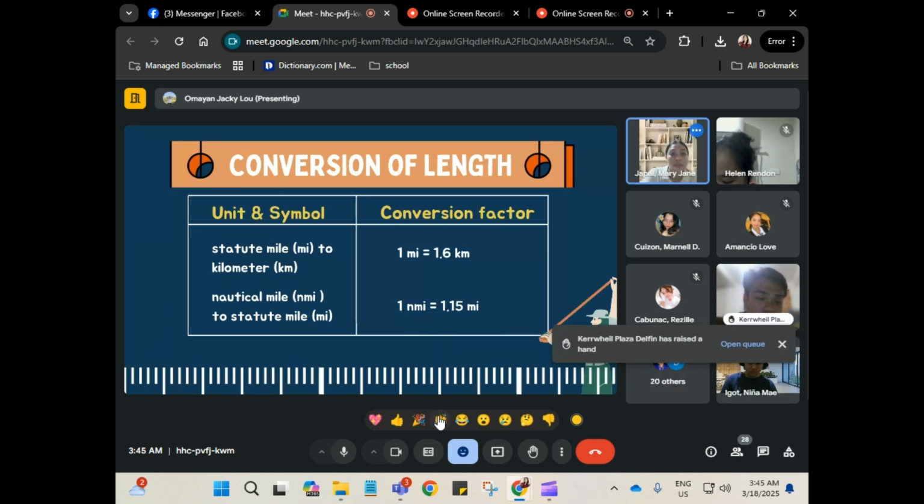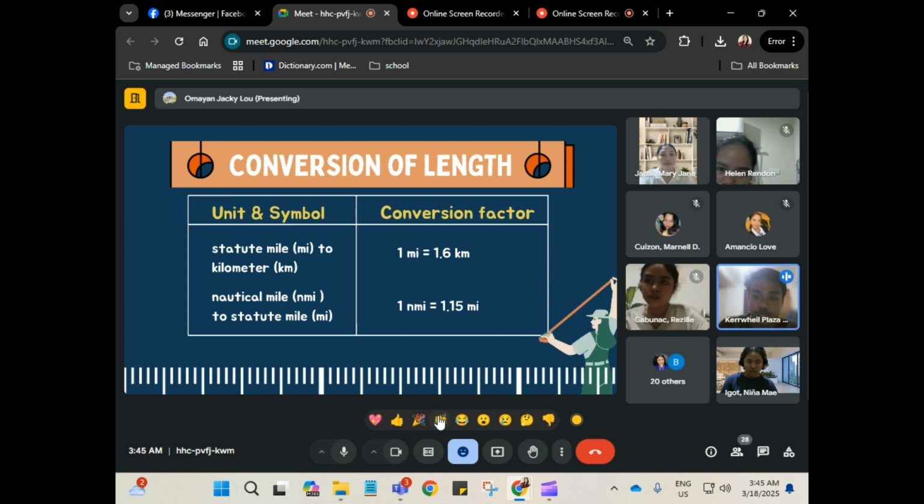Kerwil. My idea, teacher, is that a nautical mile is used for navigation or travel. So boats and airplanes use nautical miles. Meanwhile, statute mile is used for land measurement, teacher. Very good. So let's give a round of applause for Kerwil, everyone. So statute mile, class, is a kind of mile we use for roads, while nautical mile is used by sailors and pilots. It's very useful for navigating over waters. So next slide, please.